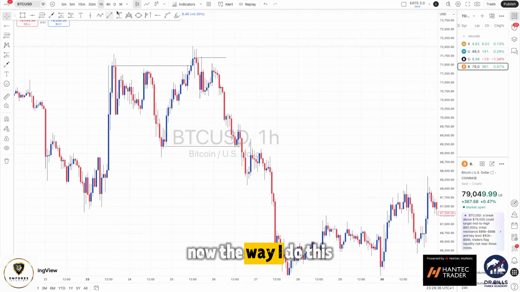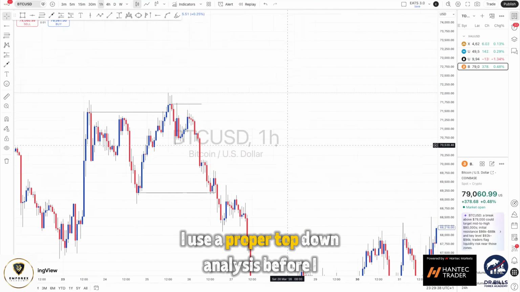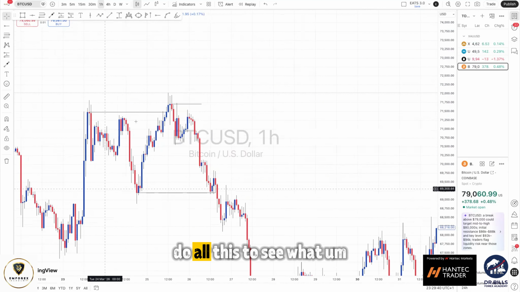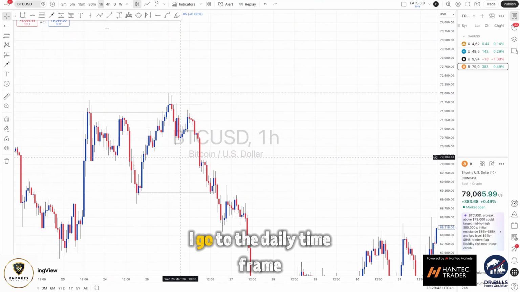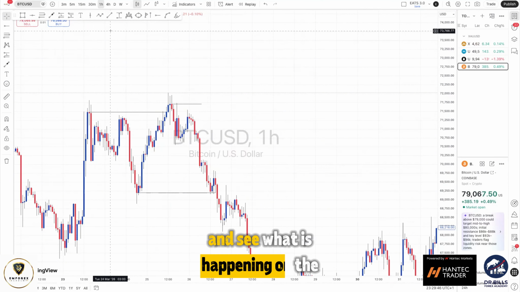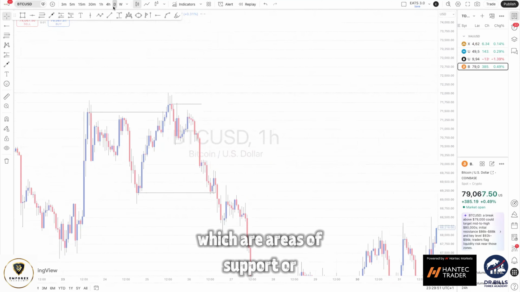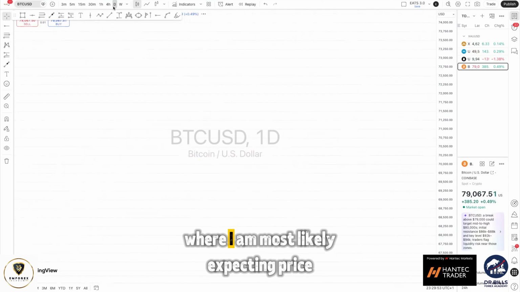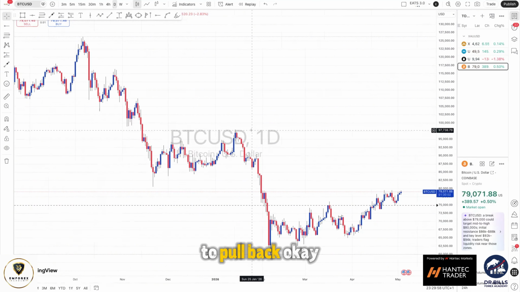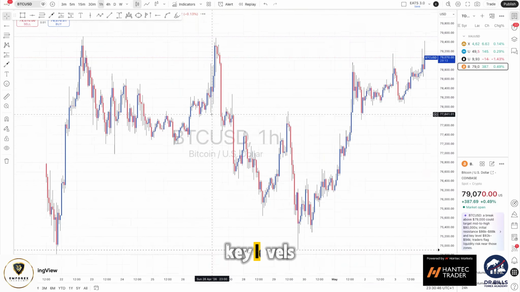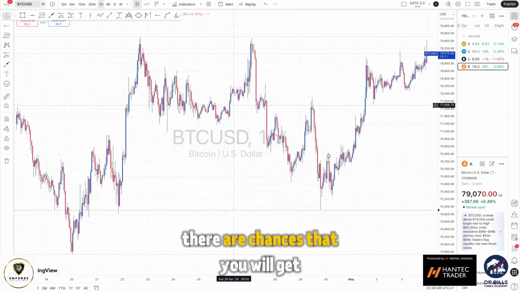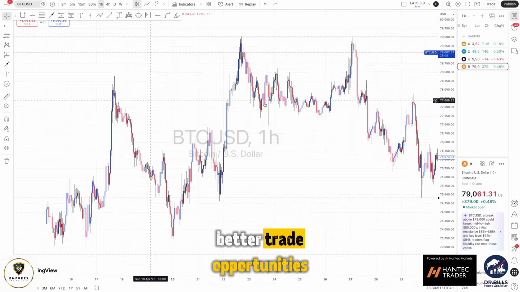You use this in confluence with higher time frame narrative. Okay. Now, the way I do this, I use a proper top-down analysis. Before I see what the price action is saying on the 1 hour, I go to the daily time frame and see what is happening. And then I mark out my daily key levels, which are areas of support or resistance on the daily time frame, where I am most likely expecting price to pull back. Okay, but if you wait for those higher time frame key levels, there are chances that you will get better trade opportunities.